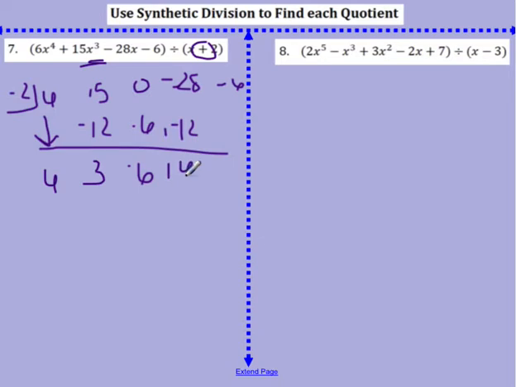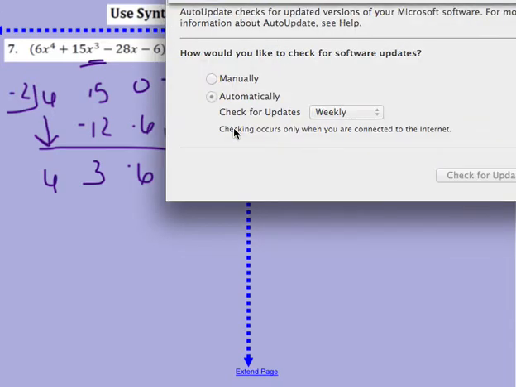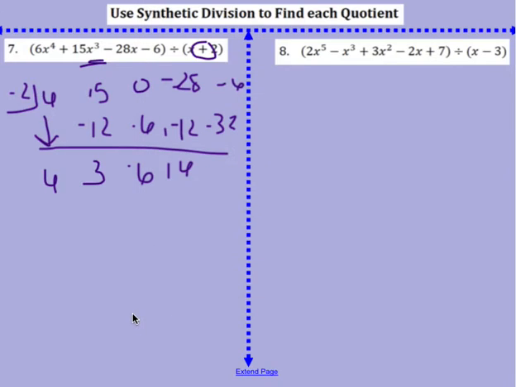And 16 times a negative 2 is going to give me a negative 32. Plus a negative 6 is going to give me a negative 38.